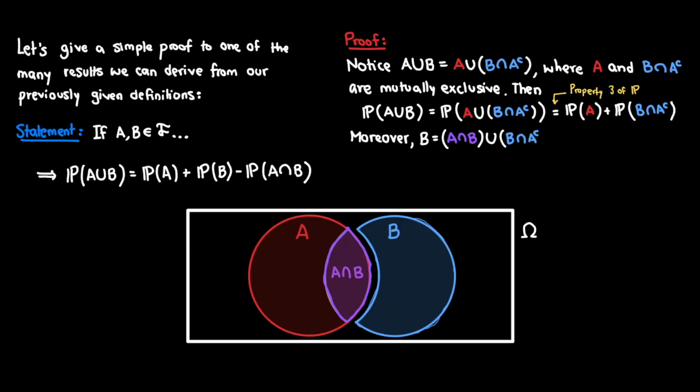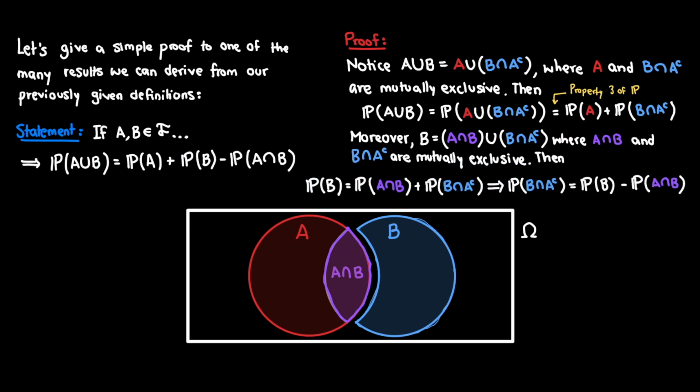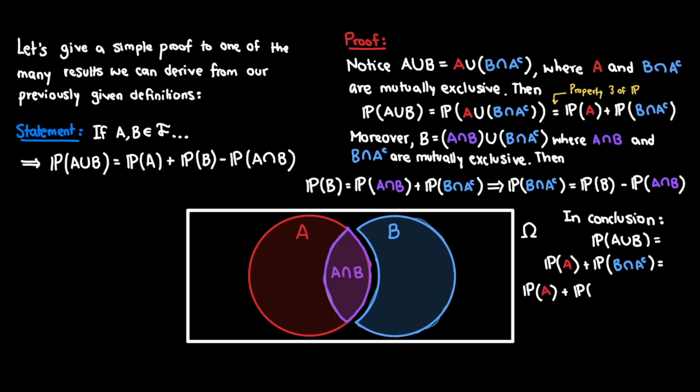Now, notice how the event B is simply the union of the purple and blue sets. This means we can actually recover the probability of B as the sum of the probabilities of both sets. And from here, we're led to this new equality for the intersection of not A and B. By substituting on our original expression, we conclude that the probability of A or B is equal to the probabilities of A plus B minus the probability of the intersection.